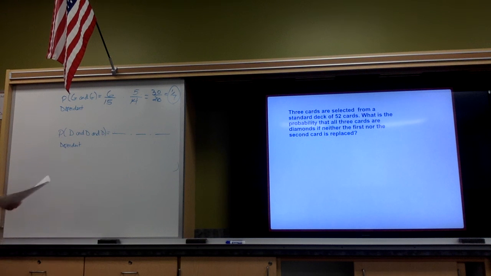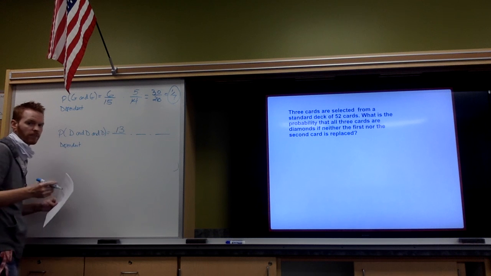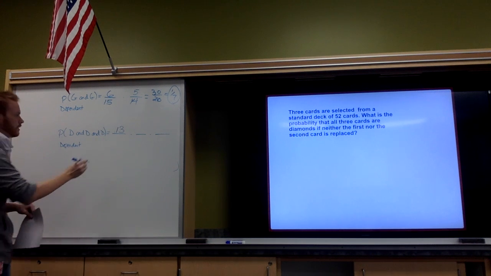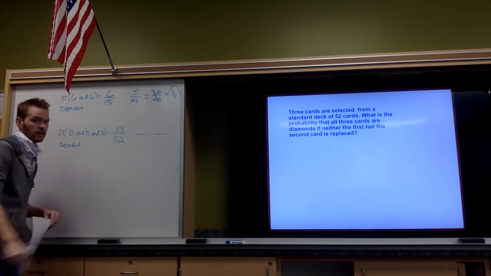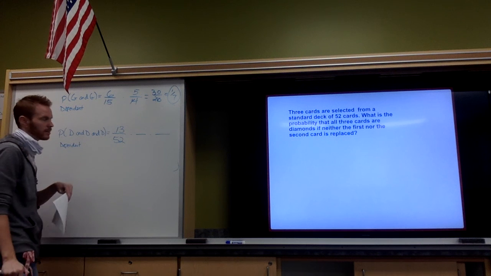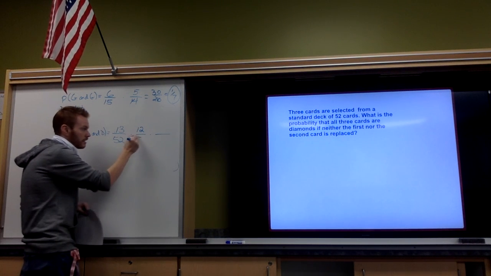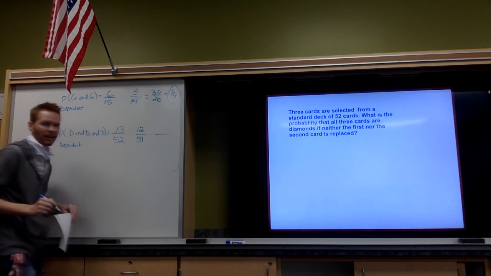So, how many diamonds are in a deck the first time? Well, there's 13 in each suit out of 52. Just like that. Okay? Next, let's say he did draw the diamond. Now there's only 12 left in the deck, and there are fewer cards in the deck, so now there's 51.